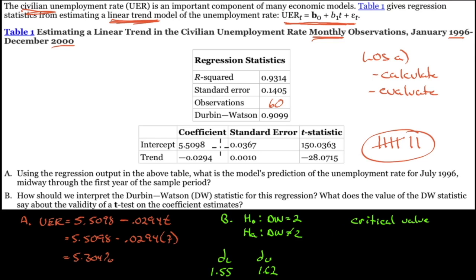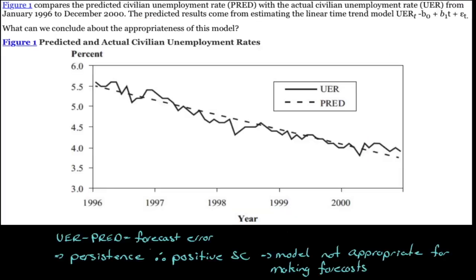Anyways, there's a linear trend, and the only calculate and evaluate for this one we had to do was find a predicted value based on this linear model for period 7, and evaluate what we think about the validity of the t-tests. Done.